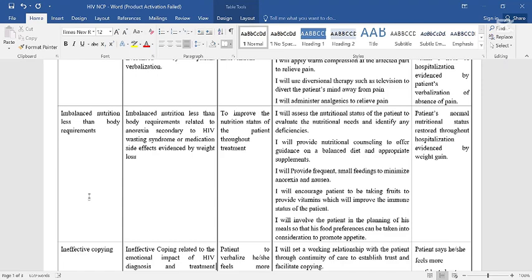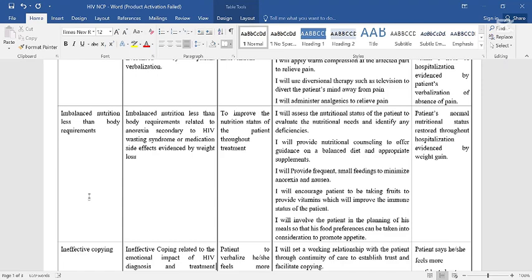Number 3, I will provide frequent small feedings to minimize anorexia and nausea, therefore promote appetite. So we want to ensure that we give small frequent feeds to the patient so that we can improve their appetite.